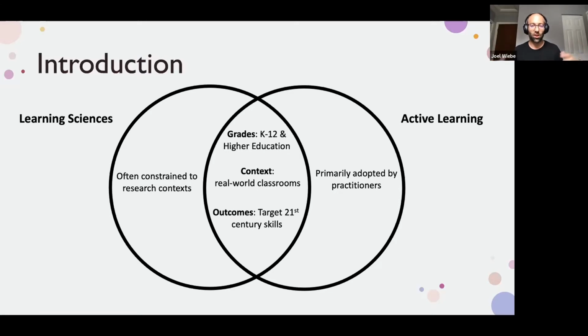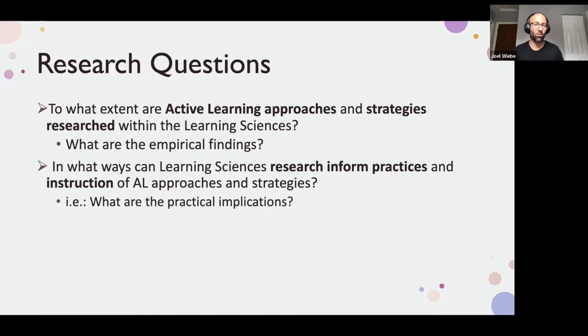So even though they are distinct communities, they both examine similar grades, including K-12 and higher education. They both take place in real world classrooms, and they often target 21st century skills. So we figured that this created an interesting opportunity to think about how these two different communities can overlap and inform one another.